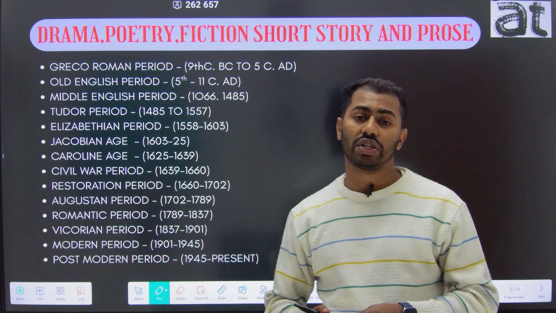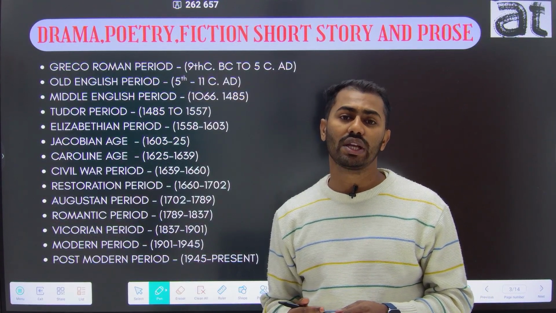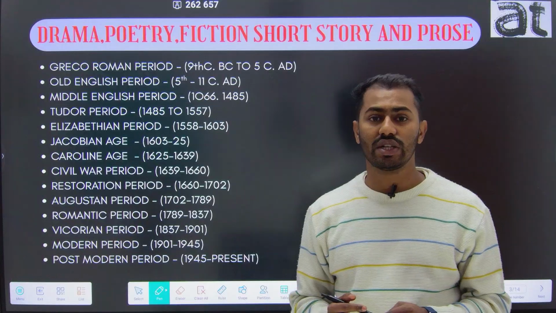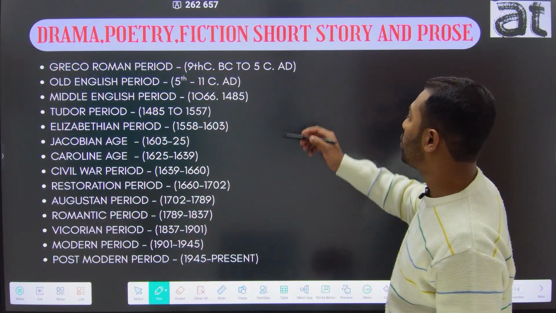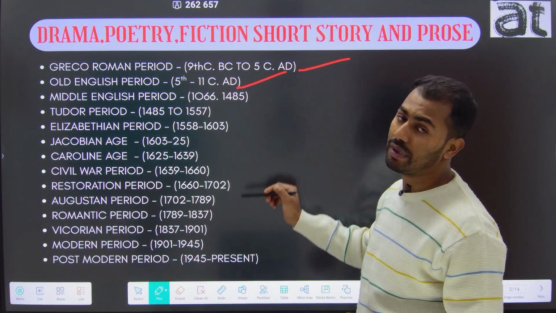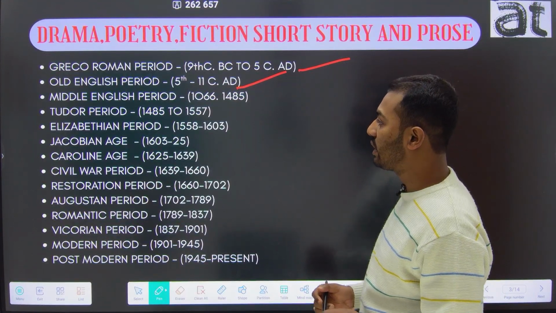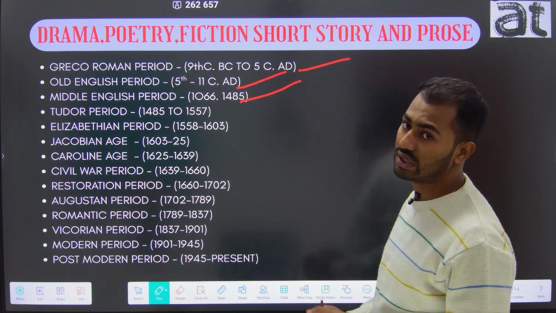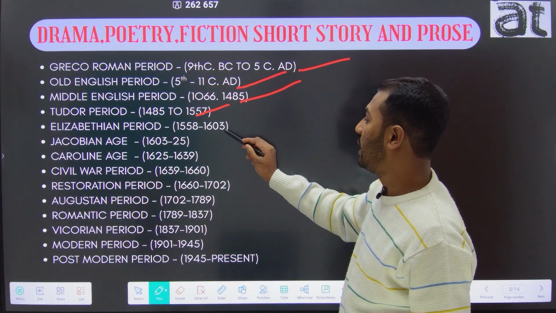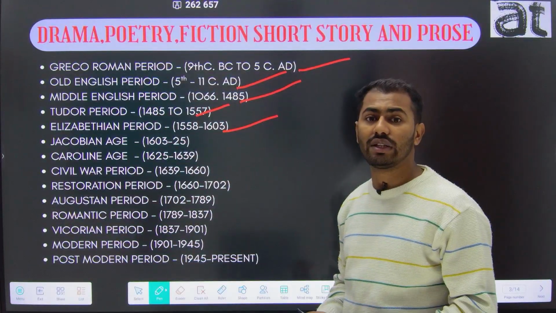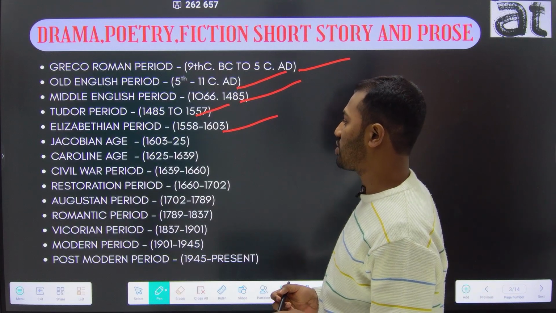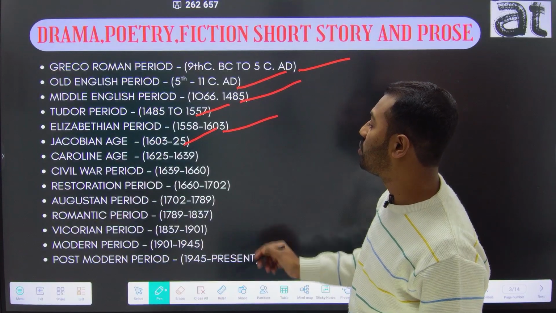And within this section, only 15 to 20 questions usually come. And this unit majorly consists of British literature. And in British literature, you have to read the Greco-Roman period of Aeschylus, Sophocles, Euripides, and the Old English period of Beowulf, Caedmon, King Alfred the Great, and the Middle English period of Geoffrey Chaucer, the Tudor period of Sir Henry Howard and Thomas Wyatt, the Elizabethan period of William Shakespeare and other university wits like Christopher Marlowe, John Lyly, George Peele, Nash, and the Jacobean age of John Milton.